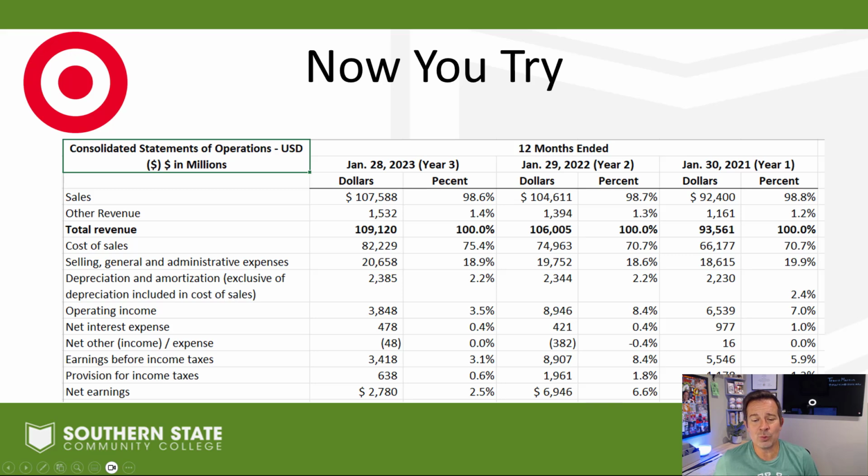In 2021, in year 1 here, 4.7 cents of every dollar of sales was going in their pocket as profit. That's all the way down to 2.5 cents. So their profits have nearly been cut in half between year 1 and year 3. So, as you probably could have guessed, we don't just do a vertical analysis on the income statement. We can also do it on the balance sheet.